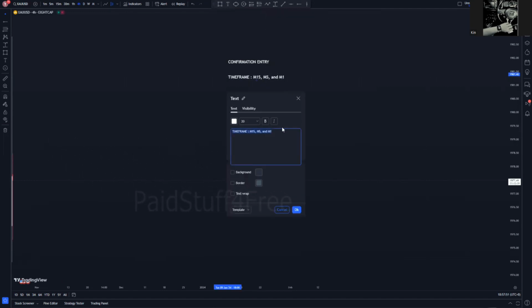All right. So we have two types of confirmation entry. Number one, we have low risk CE, which is M15 EG or M15 M5 EF. The second one is high risk CE. We have M5 EG or M1 EF.